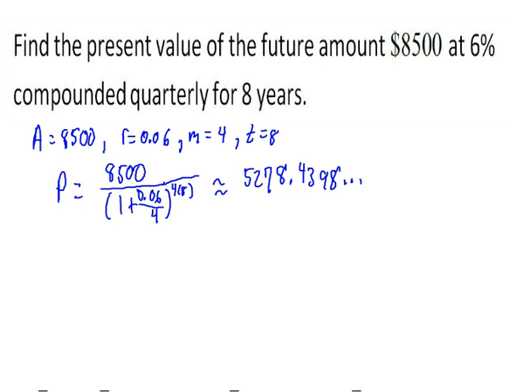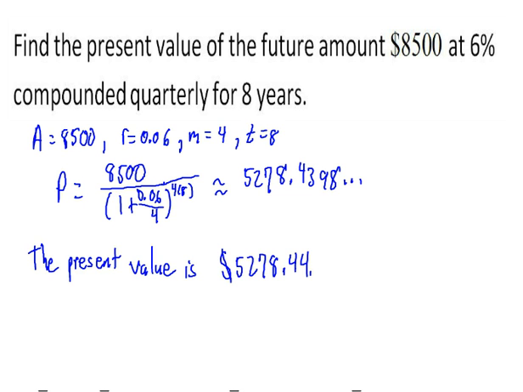5,278.4398. Now we'd probably round to the nearest cents since we're talking about money. So the present value is $5,278.44.